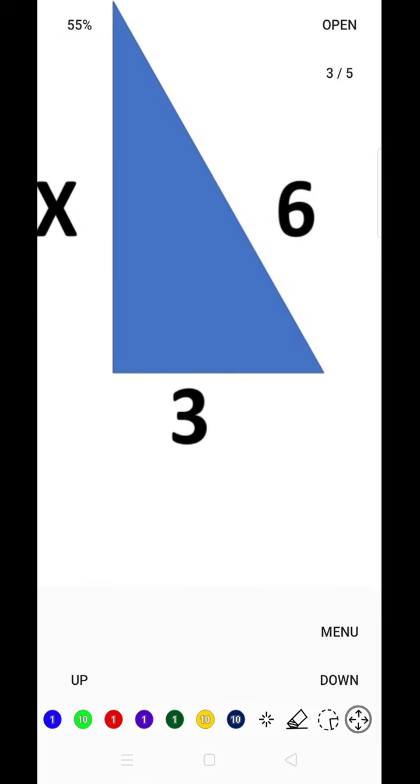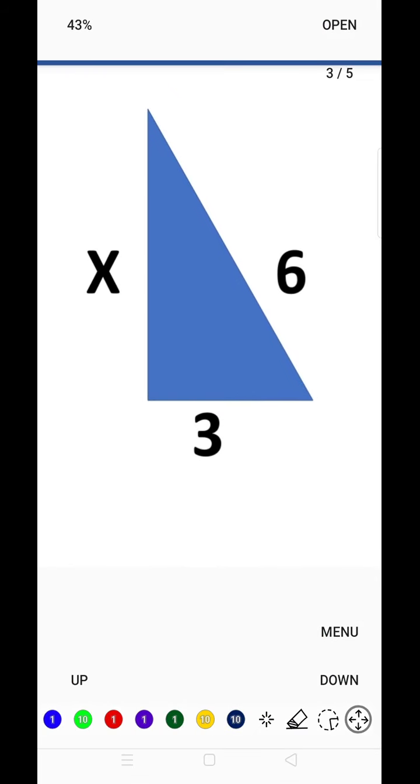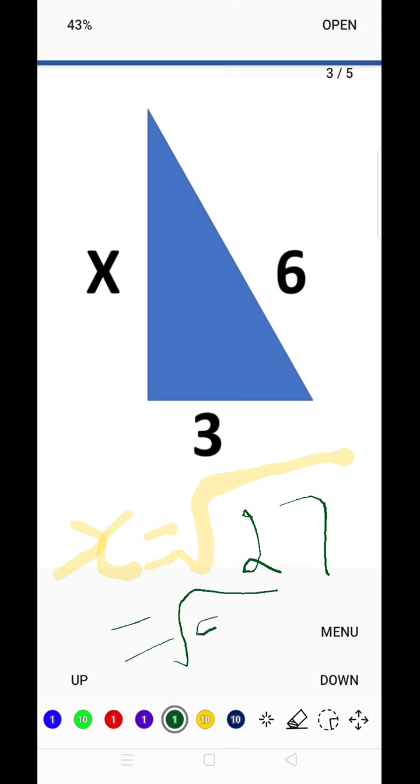Third question. Here the base is 3 and the hypotenuse is 6. So the hypotenuse is double the base. Once you solve this, x equals square root of 6 square minus 3 square. 6 square is 36, 3 square is 9, and 36 minus 9 is 27. We can write this 27 as 9 into 3. Now out of 9, a 3 can come out. So x equals 3 root 3.